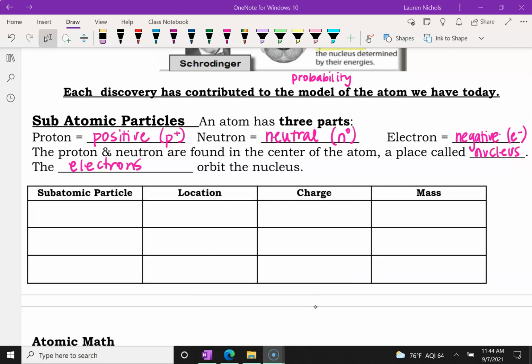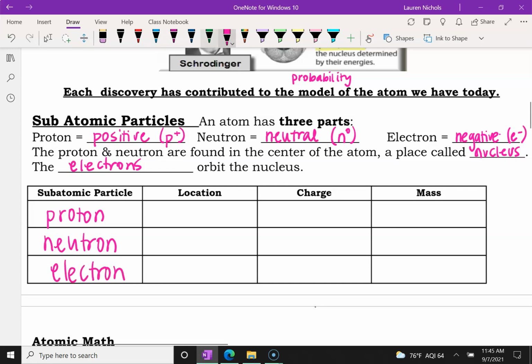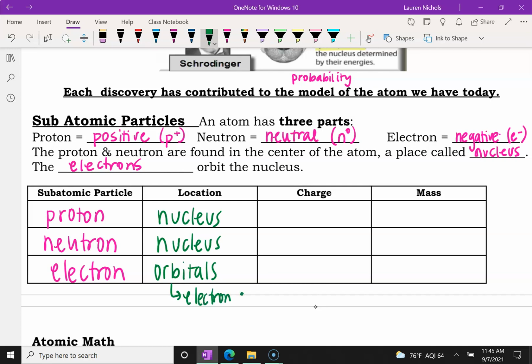So, our particles: we have the proton, we have the neutron, and we have the electron. Protons and neutrons are located in the nucleus, which is at the very center, whereas the electrons are in orbitals. Sometimes you'll see it referred to as the electron cloud because it's just surrounding the nucleus. Now, when we look at the charge, is the particle positive or negative?